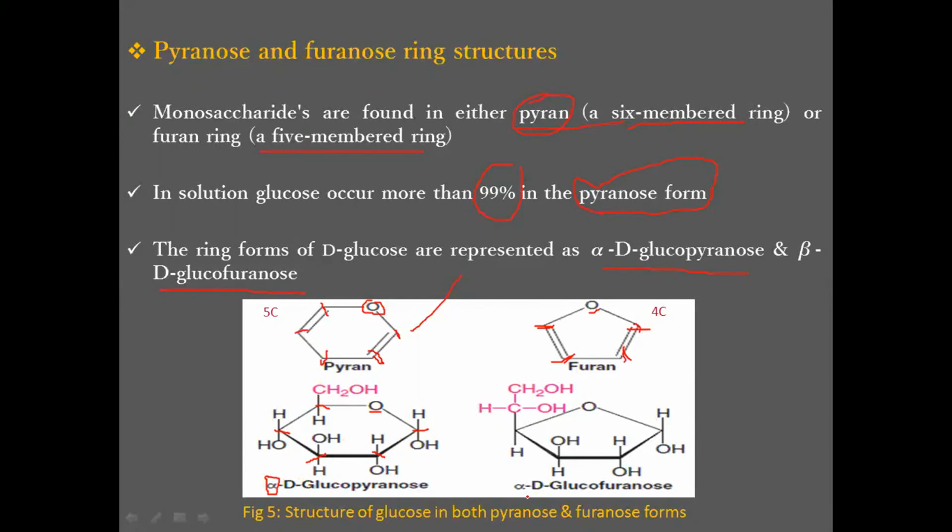This is alpha D-glucofuranose. So you can see here furanose, we know that it has 4 carbons and a 5 member ring. So this is carbon number 1, this is carbon number 2, this is carbon number 3, this is carbon number 4, and carbon number 5 and 6 are outside of the ring. So the ring contains 4 carbons, and including oxygen, it has a 5 member ring which has 4 carbons. So this is another type of isomerism.